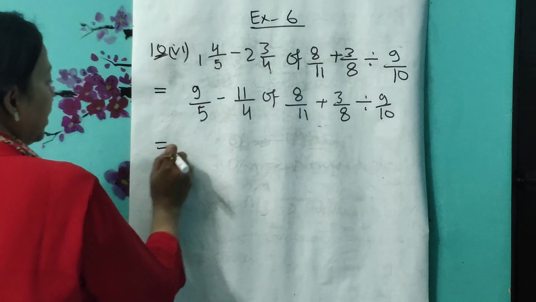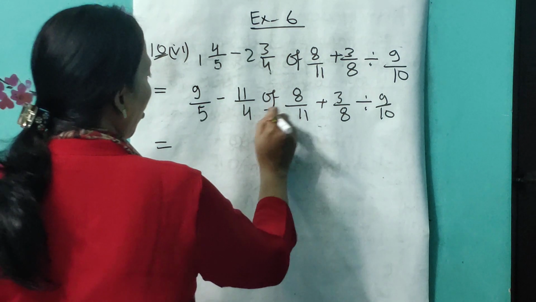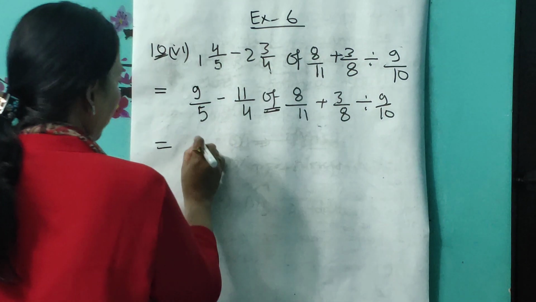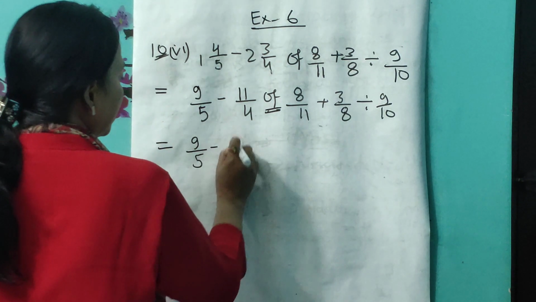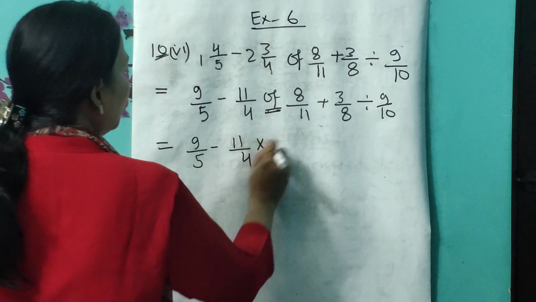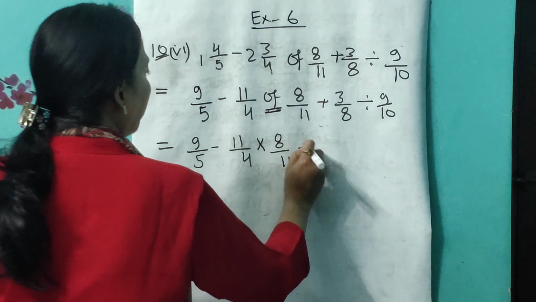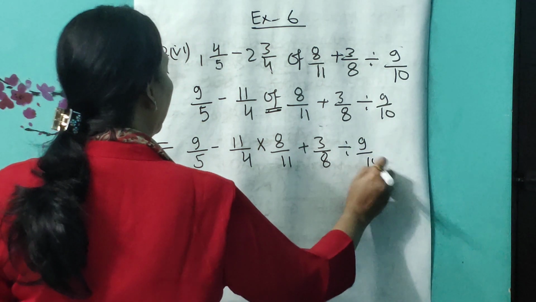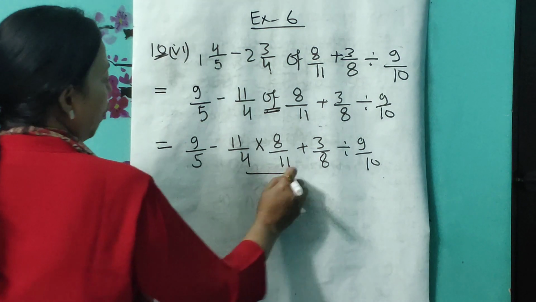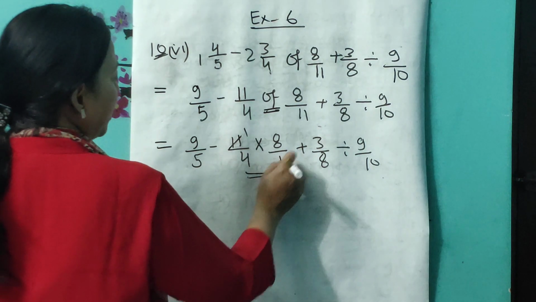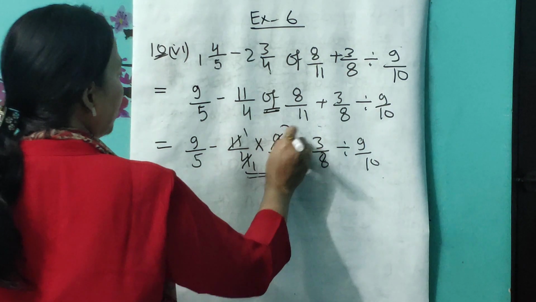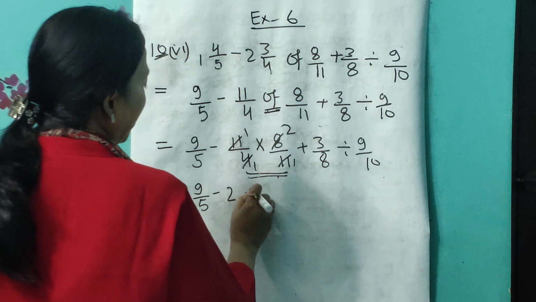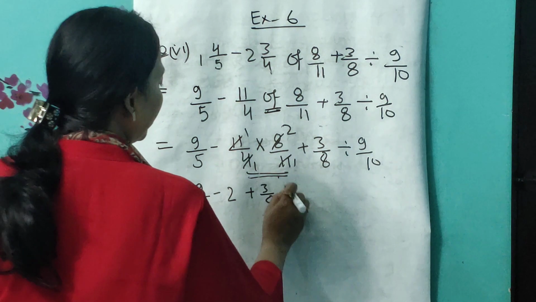So now the next step, we will solve this 'of'. We will solve this 'of' and the rest of all the things we will copy as it is. So 9 by 5 minus 11 by 4 into 8 by 11 plus 3 by 8 divided by 9 by 10. When you solve this 'of' portion, then 11 ones are 11 and 4 ones are 4, 4 twos are 8. So you will get 9 by 5 minus 2 plus 3 by 8 divided by 9 by 10.